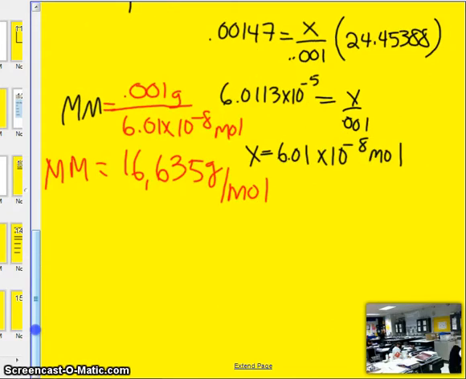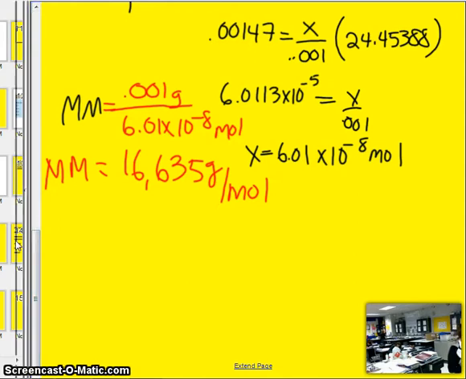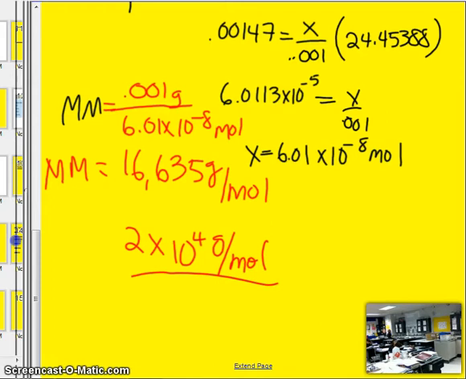And really, if we look at what was given to us, I think we only had 1 sig fig given to us. So if I put that in 1 sig fig, it's 2 times 10 to the 4th grams per mole. So this is a very large biomolecule, a very large hormone. But that is how we can get molar mass from osmotic pressure.